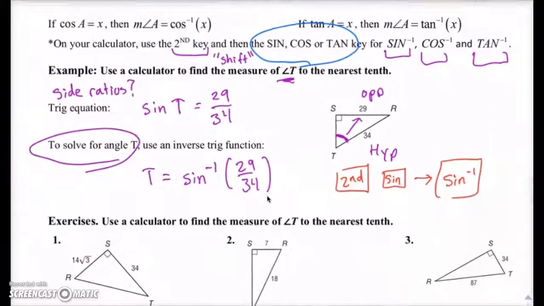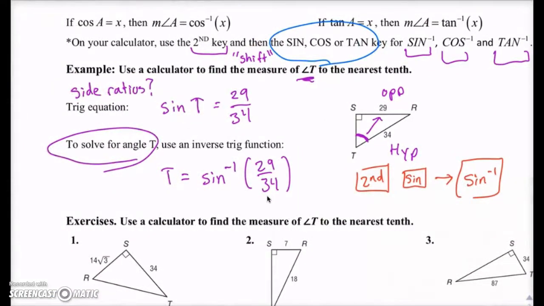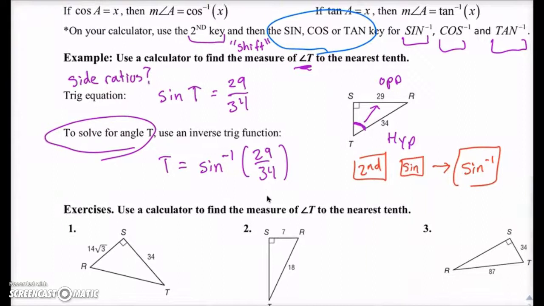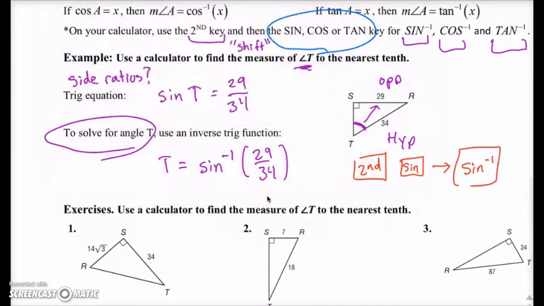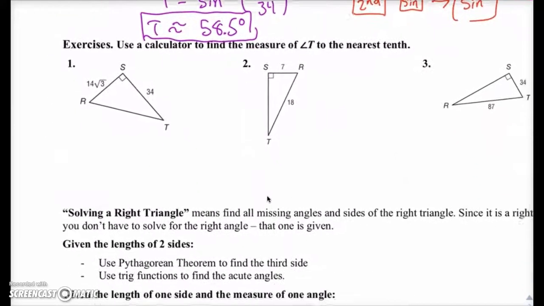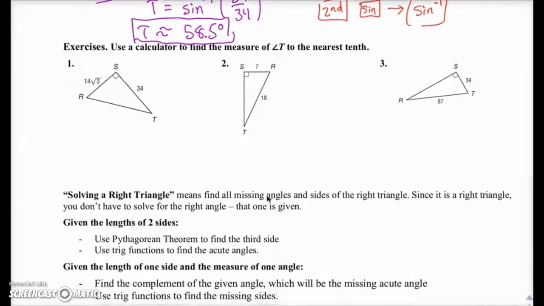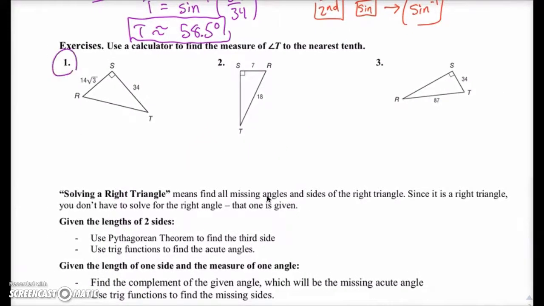Just going back, this should equal angle T is approximately 58.5 degrees. Boom. That's it. Okay, so we'll do number 1 together, and then 2 and 3 you can do on your own.